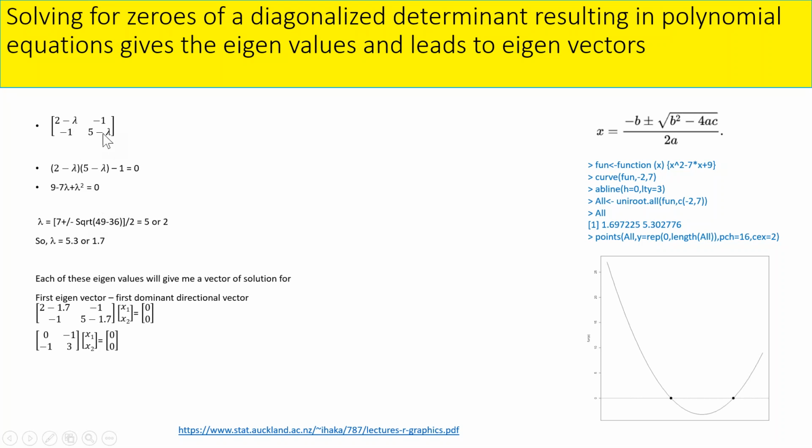So the determinant is cross product of this minus this. That's what it is, right? Cross product of this minus cross product of this. That's what this is. Everybody gets it? Yes, sir. And which is a quadratic equation?